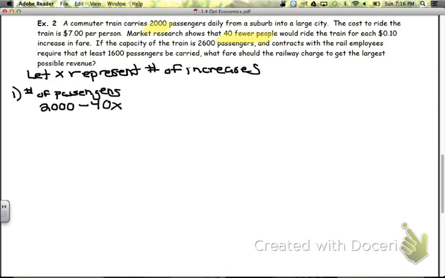Now what about our price? So talking about our price, it starts at $7, which can be found right here in our question. So we have $7, and what it also tells us is that 40 fewer people would ride the train for each 10-cent increase in fare. So that's going to be 7 plus 0.10x.